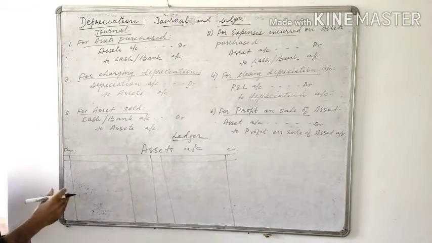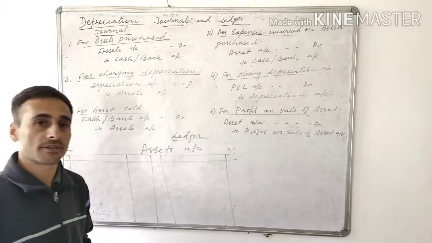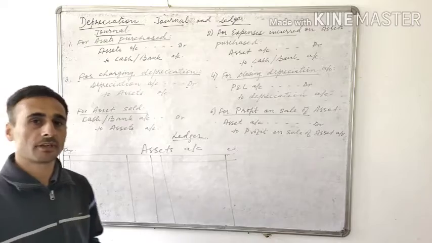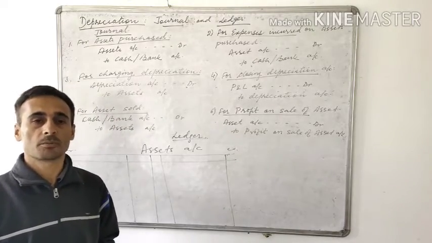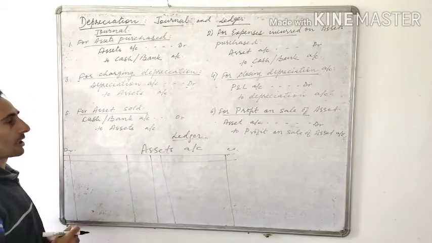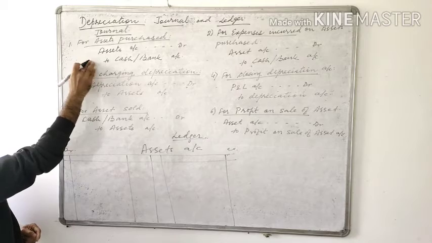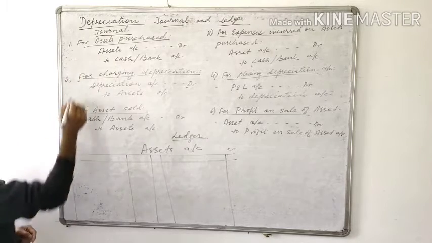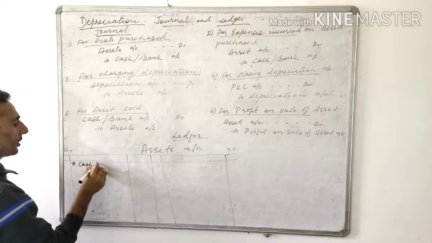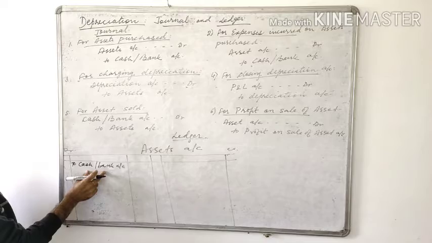Now we will learn how to prepare ledger. Normally here you will be asked to prepare only two ledgers: asset account and depreciation account. Asset can be anything. It can be furniture, it can be building, it can be motor car, so on. Now, asset account, how are we going to prepare? We will prepare from the journals we have. Like when the asset is purchased, asset account is debit. So we come on the debit side and write down to cash or bank account. This is for asset purchased.